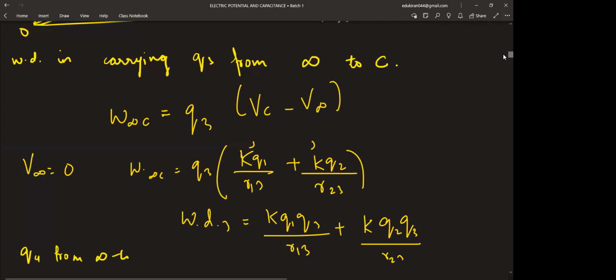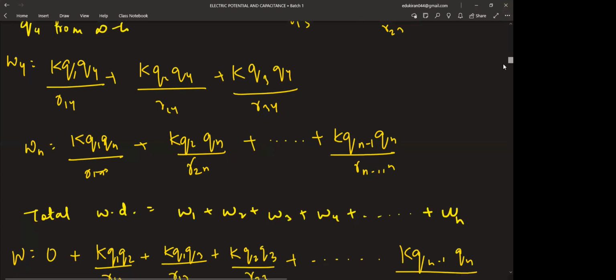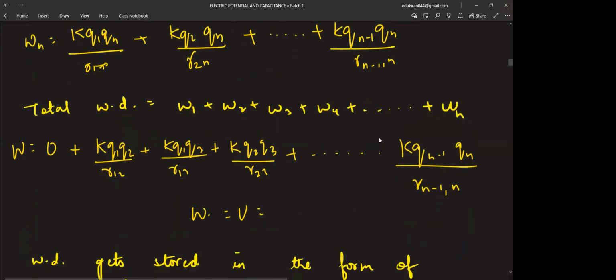Now suppose Q4 also comes. So one more will be added, Q3 into Q4, right? If nth charge comes, n number of terms will be added. And ultimately, you will add all the work done and you'll get the total potential energy.